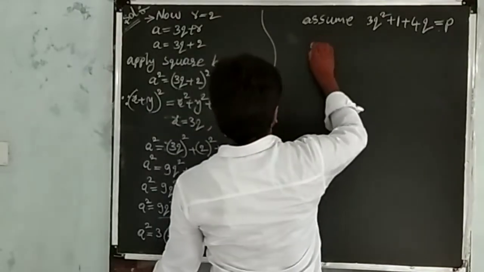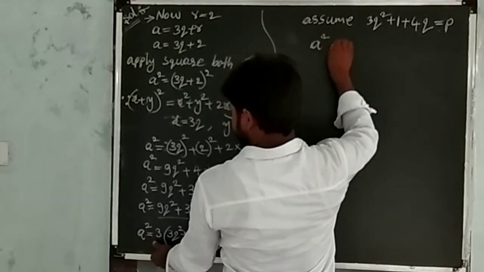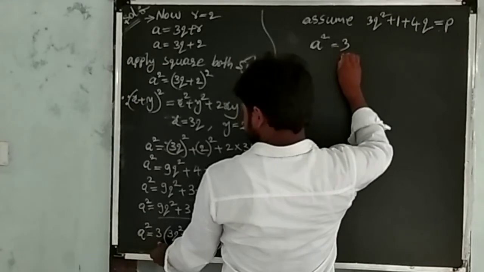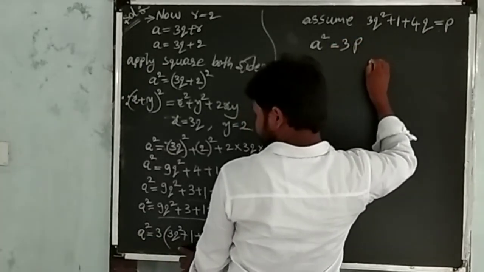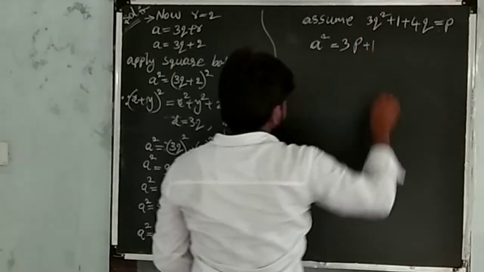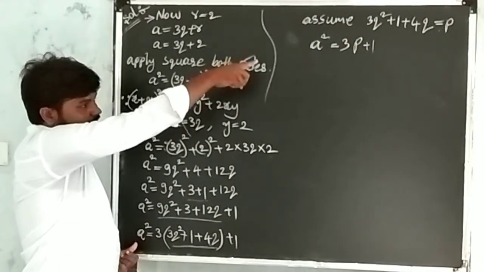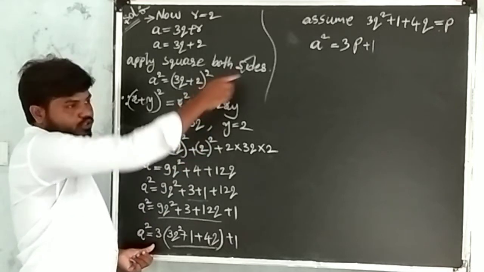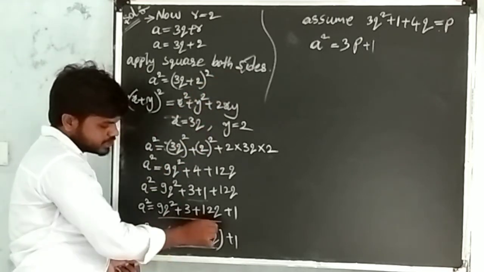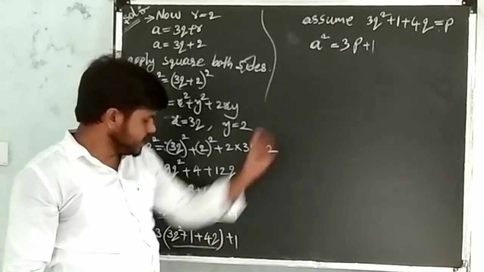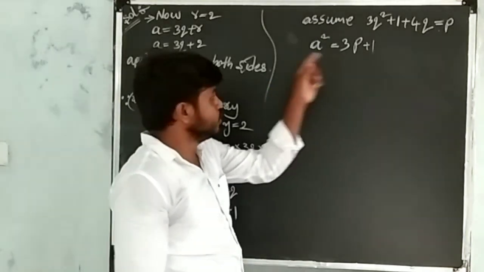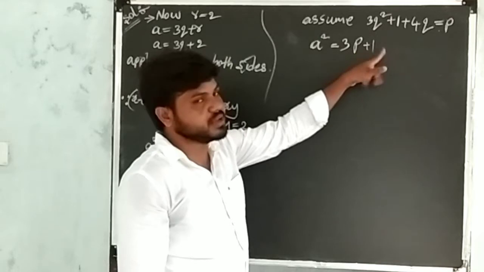a square as it is equal to 3 as it is, this value what I assumed, p, plus 1. See, a square I wrote as it is equal to 3 also as it is, this I assumed as p. Instead of this value I wrote p plus 1. Okay, a square equal to 3p plus 1.